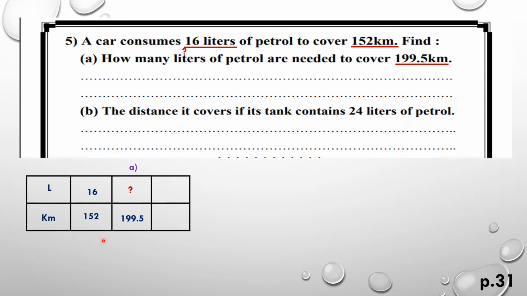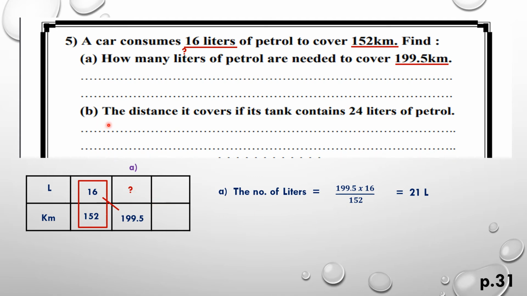Now, after organizing the given in our table, we are going to use the same steps. Do we have a completed column? Yes, we have. Do we have a completed cross? Yes, we have. So, to find how many liters, what should I do? Using the cross multiplication. The number of liters equal 199.5 times 16 over 152. On your calculators, the result will be 21 liters. This is about letter A.